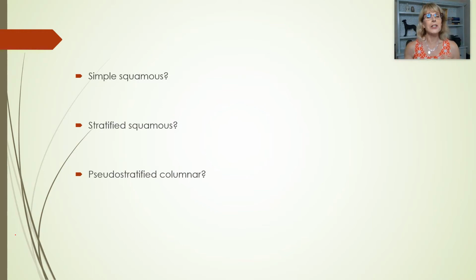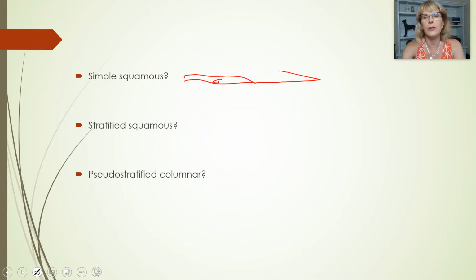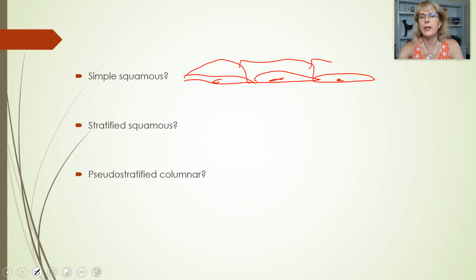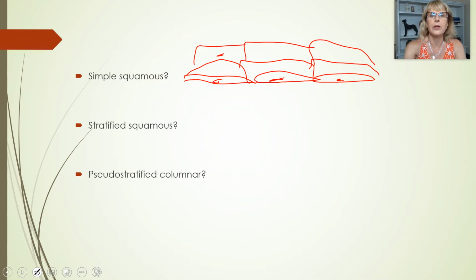Let's test a little bit of what we've learned. If I told you that you were looking at simple squamous epithelium, you could draw it as flat cells. They're going to be touching each other. If I was trying to draw them three-dimensionally, they'd be attached to each other like that, with their little nuclei going off into space.